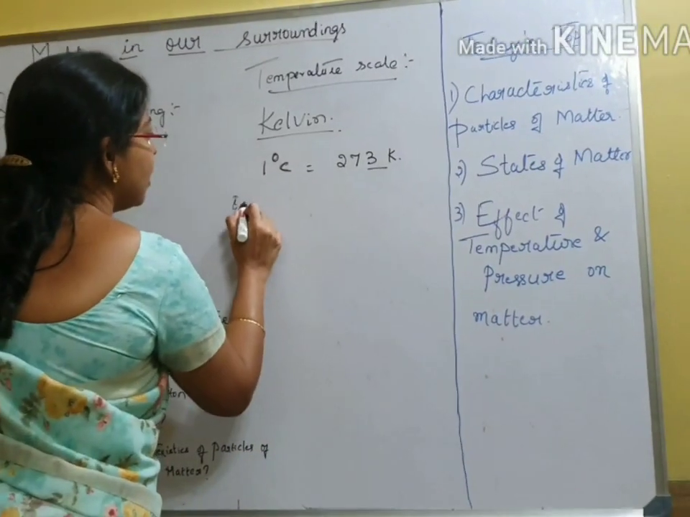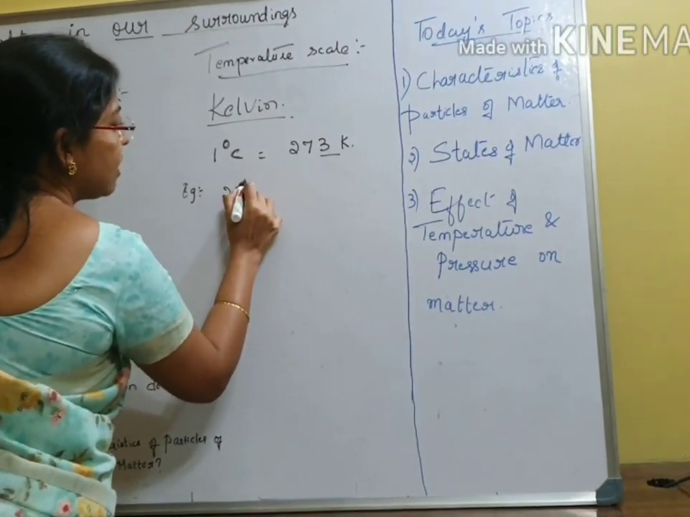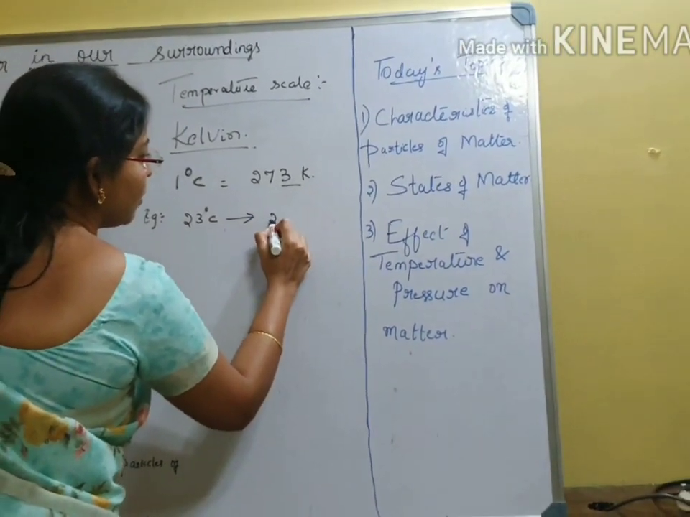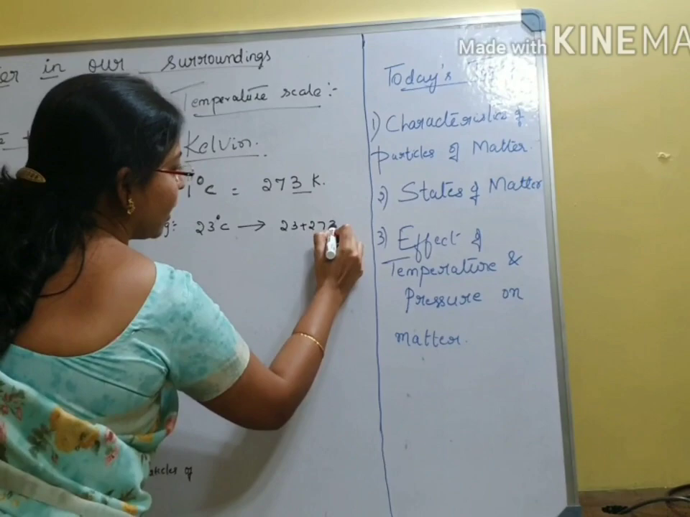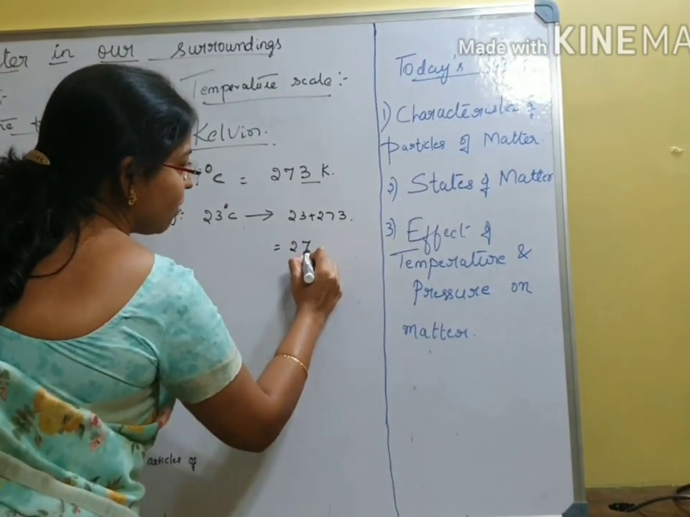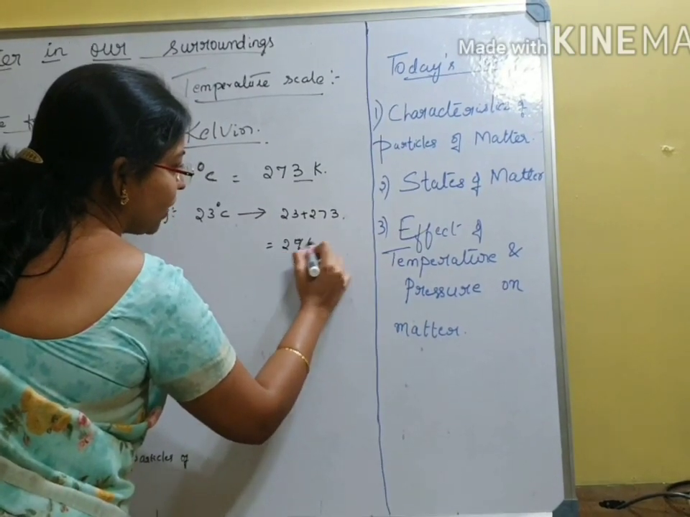For example, convert 23 degrees Celsius to Kelvin. What do we do? 23 plus 273 will give you 296 Kelvin.